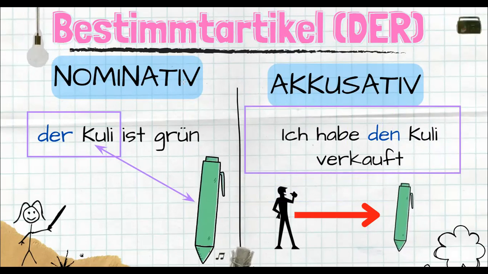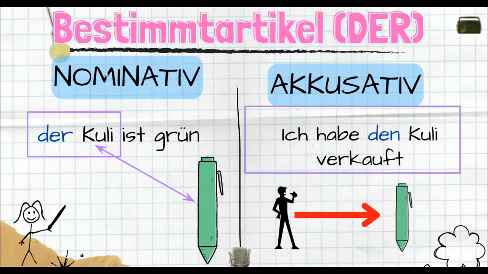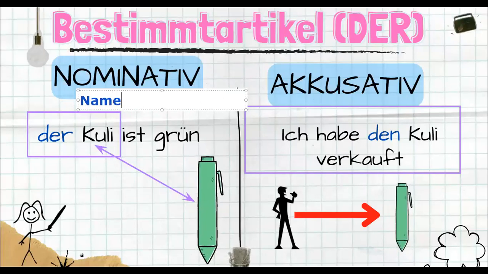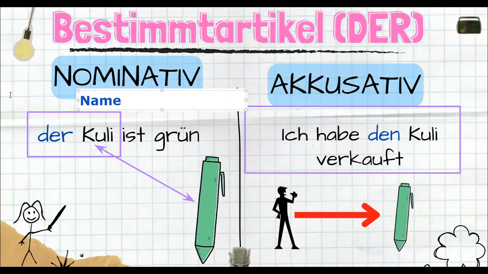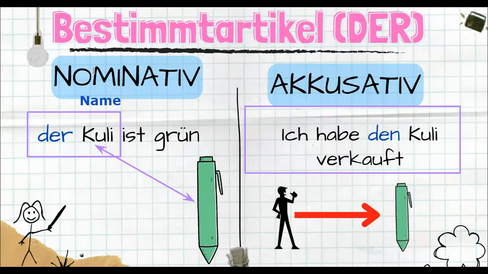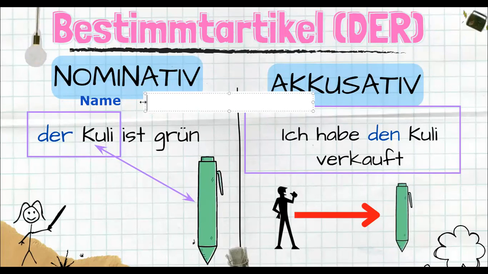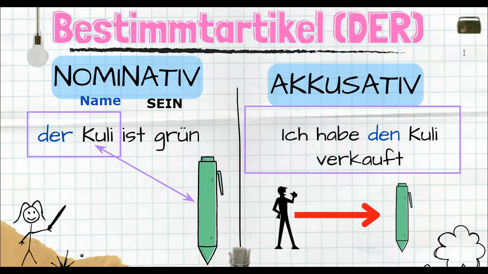So, nominative, it's all about it is. What is it? With nominative, you are giving the objects a name. Nominative, name, you can remember that, okay? So you are just giving the name to the objects. Der Pulli ist grün. Und das Verb sein, es ist nominativ. Okay, und dann wir haben Akkusativ. Ja, ich habe den Pulli verkauft.